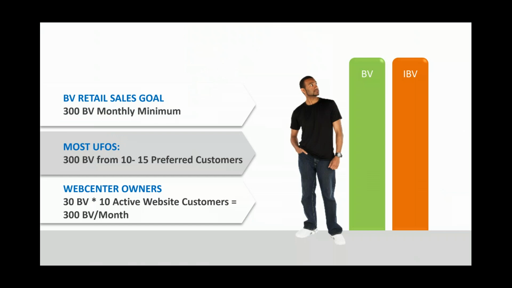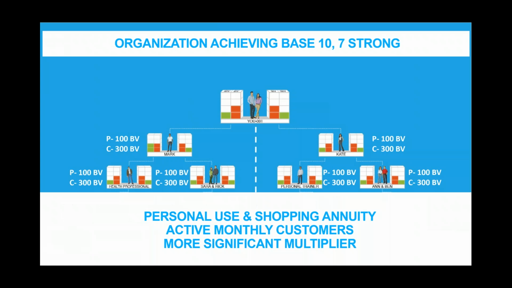So again, the BV retail sales goal is 300 BV per month, where most UFOs might be looking to do that from 10 to 15 preferred customers, purchasing isotonics, Motives Cosmetics, TLS products, Snap products, and all the wonderful products that we have available through marketamericanshop.com. However, as a web center owner, 10 active website customers at 30 BV would result in that same 300 BV per month, and it comes in very, very consistently.